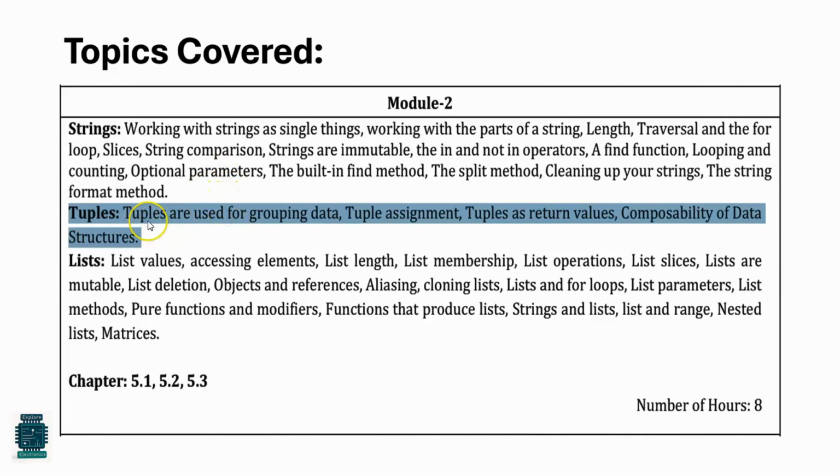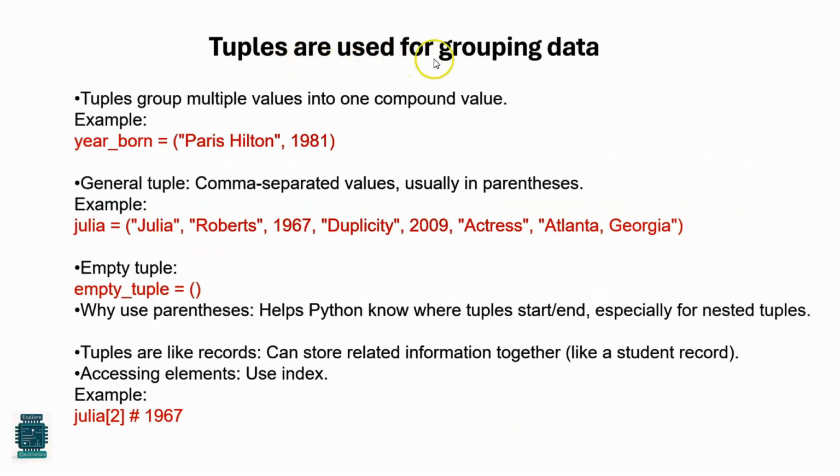Let us start with tuples are used for grouping data. We use tuples for grouping the data. Let us see an example. A tuple groups multiple values into one compound value. In the example, year_born is equal to Paris Hilton and 1981. We have grouped two data together, which is done by tuples.